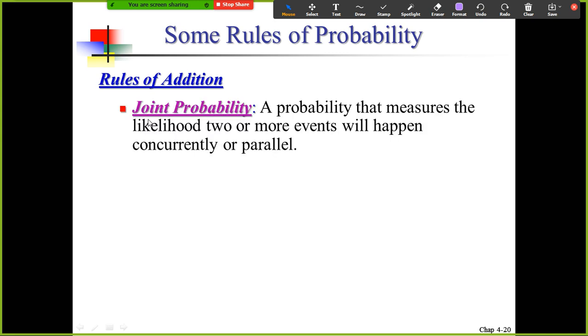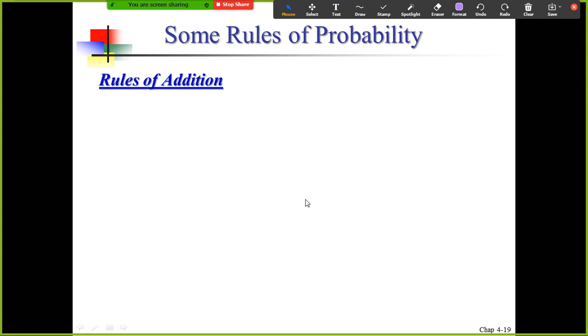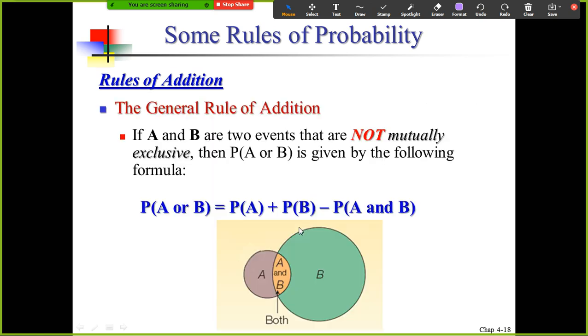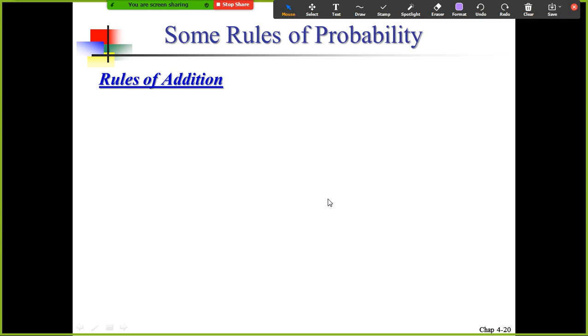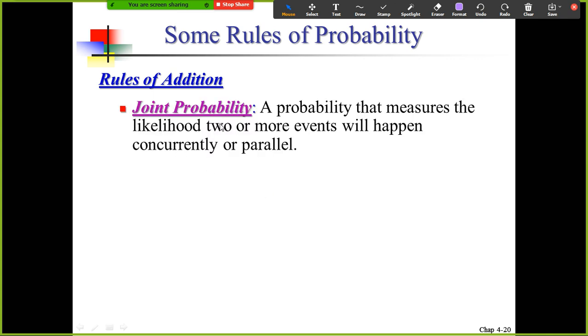Probability of A and B we call joint probability. You see, based on the Venn diagram, A joins with B, joins together with B. That's why we call it joint probability.